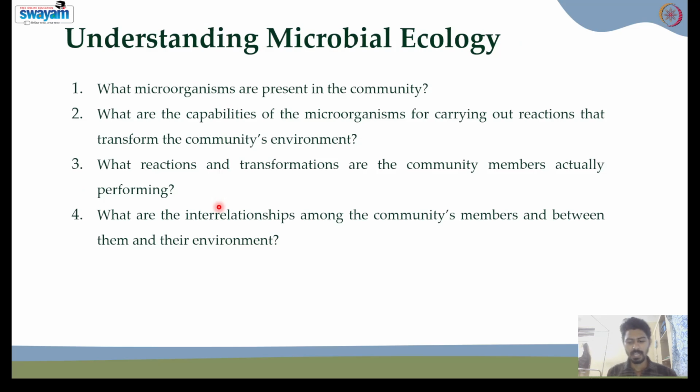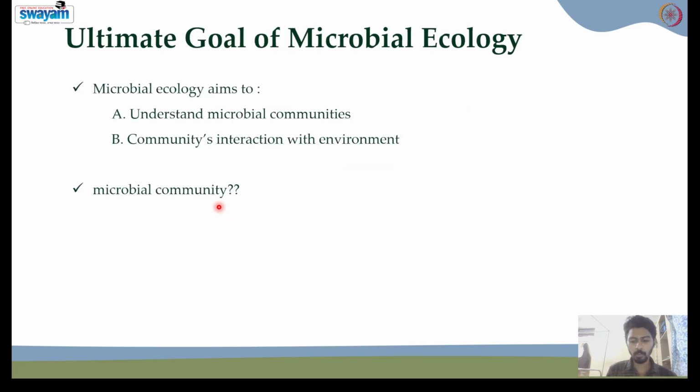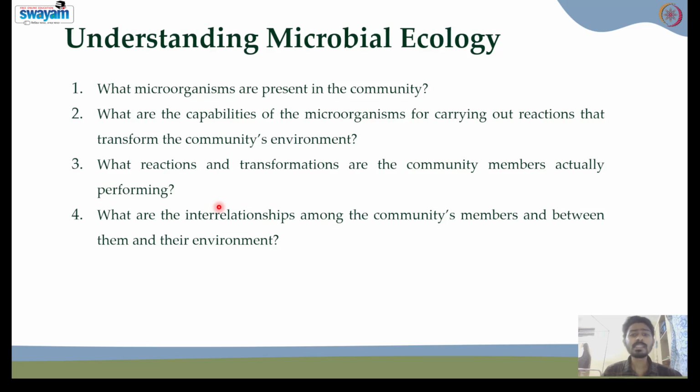So as we have seen the goal of the microbial ecology, in order to understand this microbial ecology, we have to answer these four questions. If you are able to answer these four questions, then you could understand the microbial ecology very well. So the first question is what kind of microorganisms are present in the community. And the next question is what is the capability of the microorganisms for carrying out the reactions that transform the community environment. So this means what the microorganisms are capable of doing.